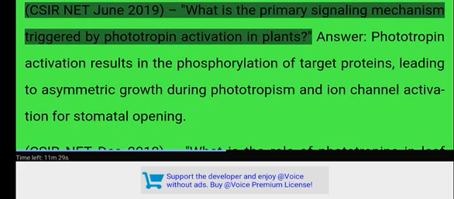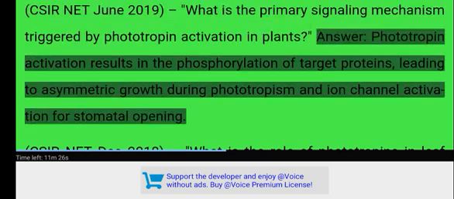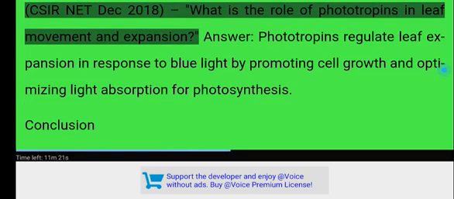CSIR NET June 2019. What is the primary signaling mechanism triggered by phototropin activation in plants? Answer. Phototropin activation results in the phosphorylation of target proteins, leading to asymmetric growth during phototropism and ion channel activation for stomatal opening.